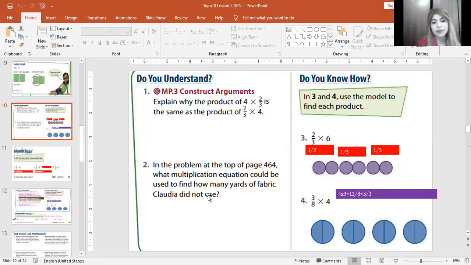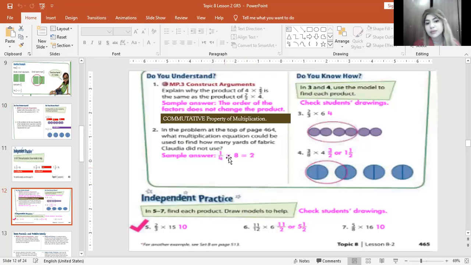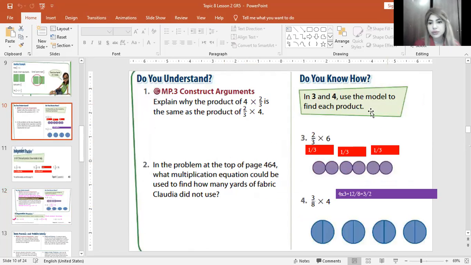Number 2, he is telling me in the problem at the top of page 464, what multiplication equation could be used to find how many yards of fabric Claudia did not use. So if she used 3 out of 4, she didn't use 1 out of 4. Okay? So it will be 8 multiplied by a quarter, which is 2. Number 3 and 4. Use the model to find each product. 2 out of 3 multiplied by 6. Of course, we did it before. 6 multiplied by 2 is 12 divided by 3, 4. Or by adding third plus third, it will be 4.